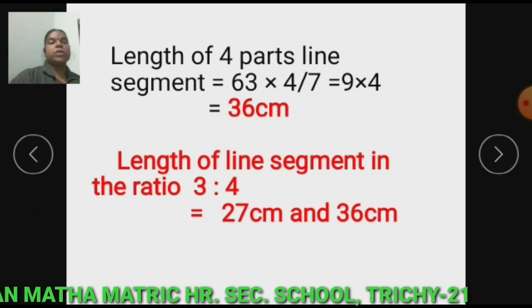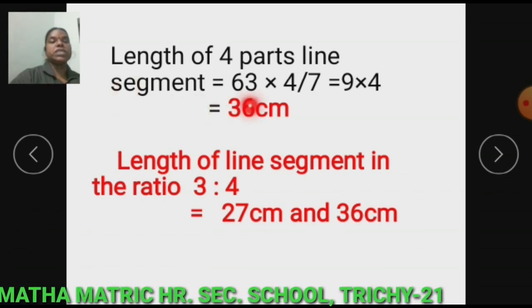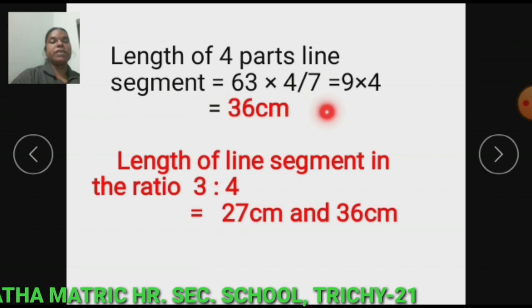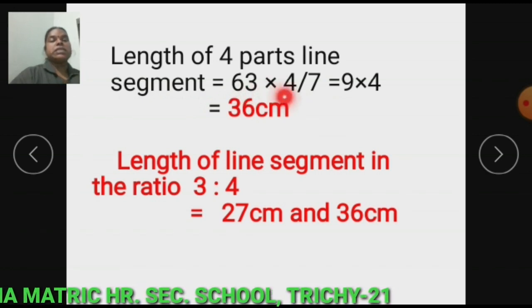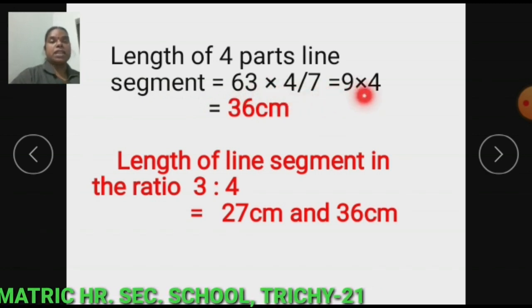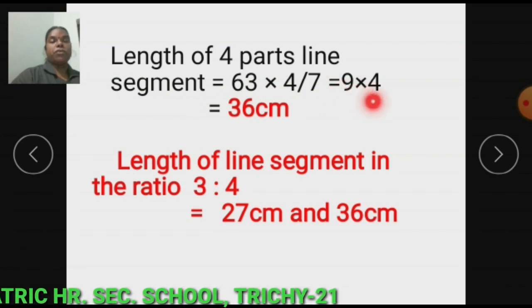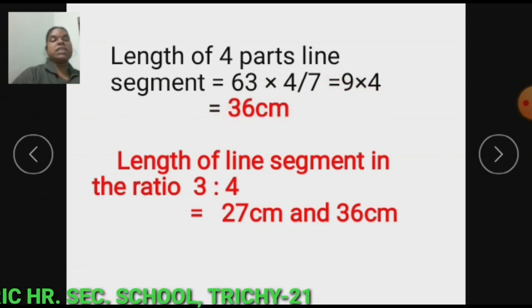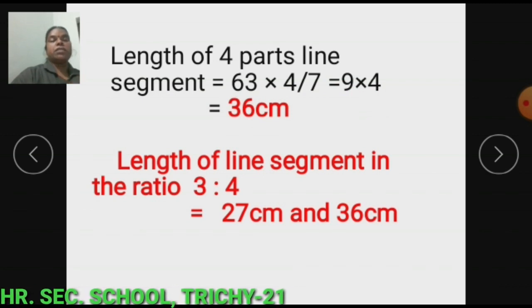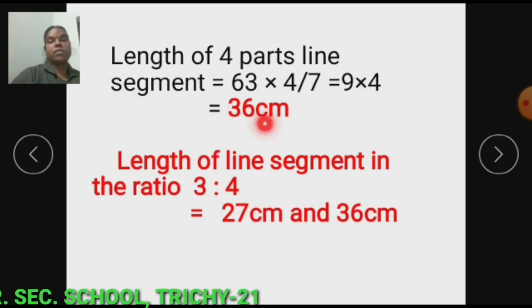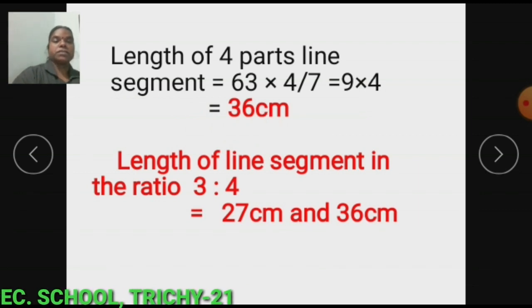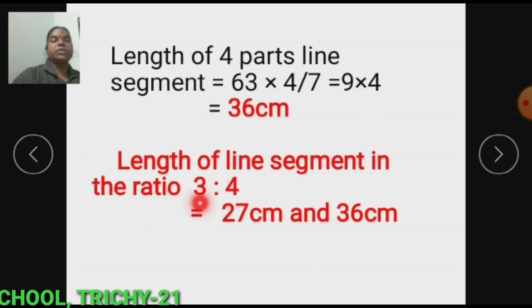Length of 4 parts of line segment equal to 63 into 4 by 7. 63 is divided by 7, we get 9. 9 is multiplied by 4 equal to 36 centimeter. So, length of 4 parts of line segment equal to 36 centimeter. So, length of the line segment in the ratio 3:4 equal to 27 centimeter and 36 centimeter.